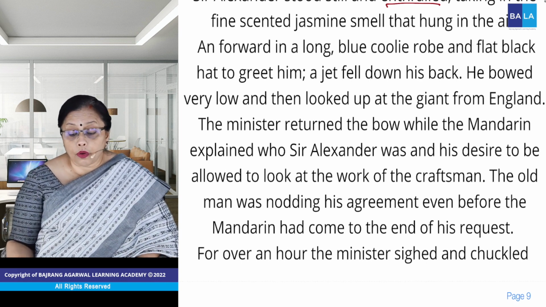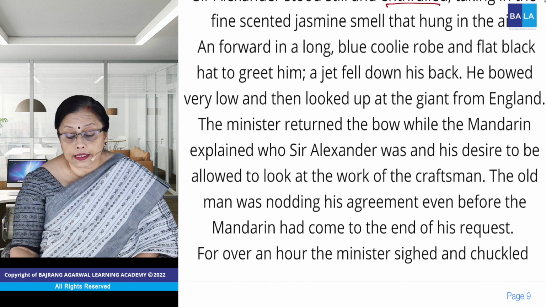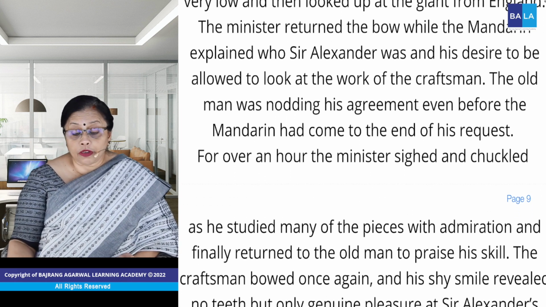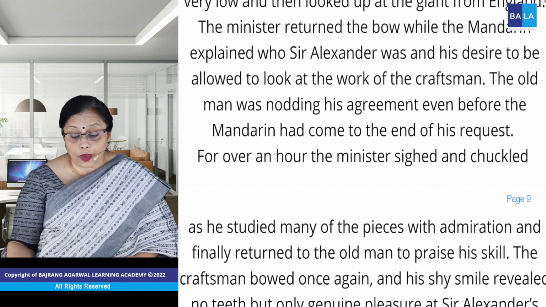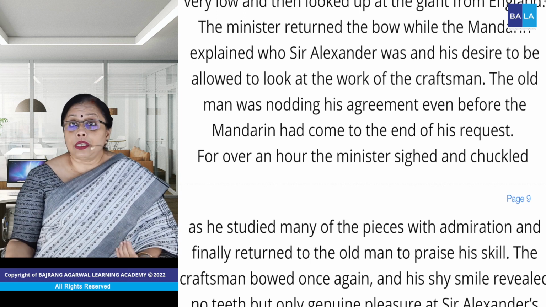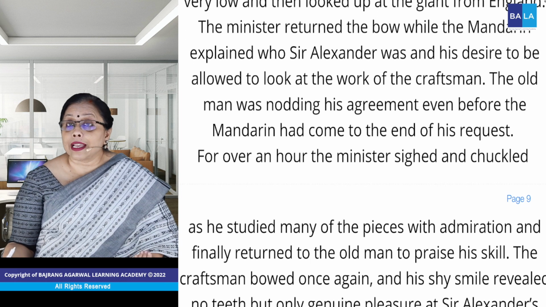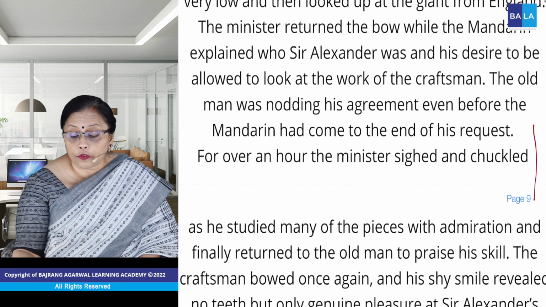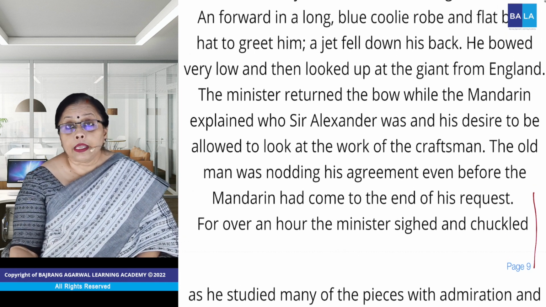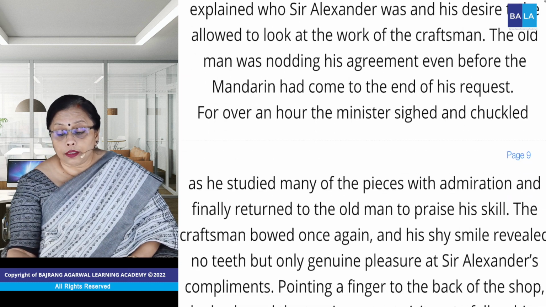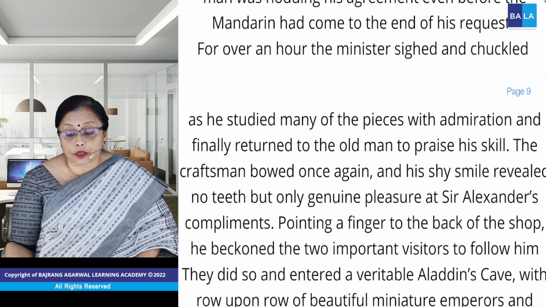The craftsman bowed to Sir Alexander. The minister returned the bow, while the Mandarin explained who Sir Alexander was to the craftsman and his desire to be allowed to look at the work of the craftsman. The old man was nodding in agreement even before the Mandarin had come to the end of his request. For the old man, it was an honor to see what his guest wants. For over an hour, the minister sighed and chuckled. Meaning of the word chuckled. Chuckled means he laughed inwardly. He was so happy to see all this, all the statues.